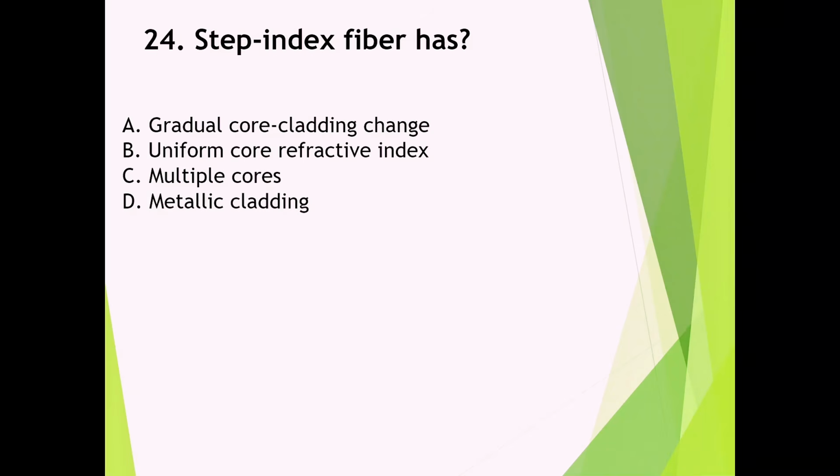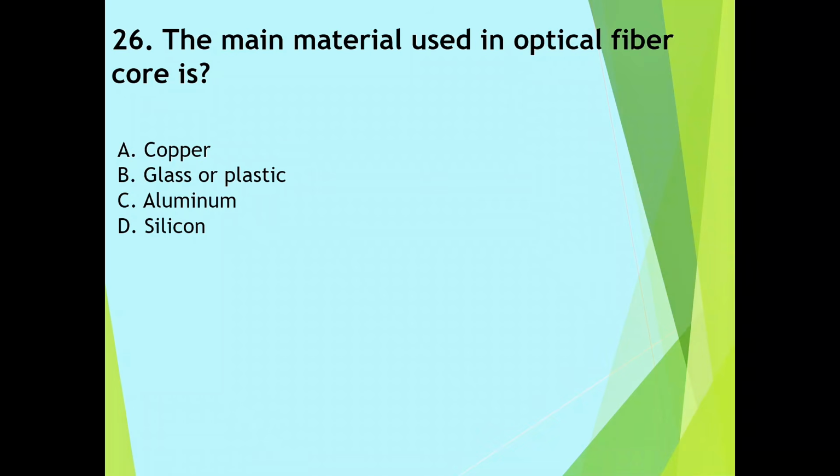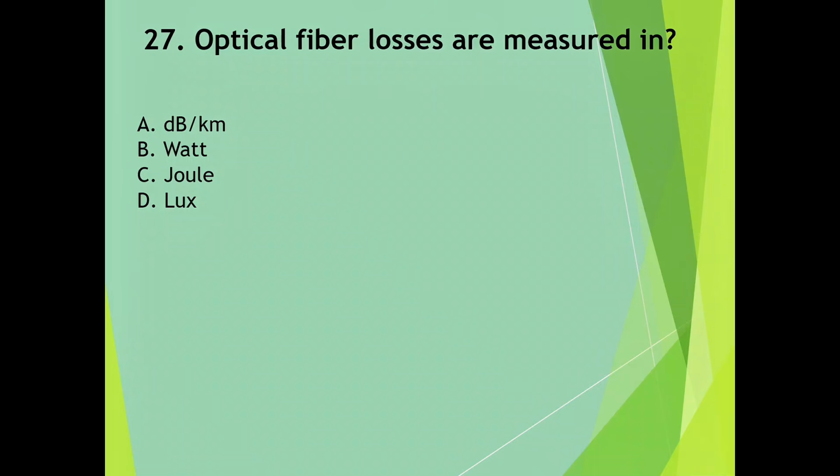Next question is, step index fiber has gradual core cladding change, uniform core refractive index, multiple cores, metallic cladding. So correct option is uniform core refractive index. Next question is, graded index fiber reduces attenuation, modal dispersion, reflection loss and refraction. So correct option is modal dispersion. Next question is, the main material used in optical fiber core is copper, glass or plastic, aluminum and silicon. So correct option is glass or plastic. So next question is, optical fiber losses are measured in dB per kilometer, watt, joule, lux. So correct option is dB per kilometer.